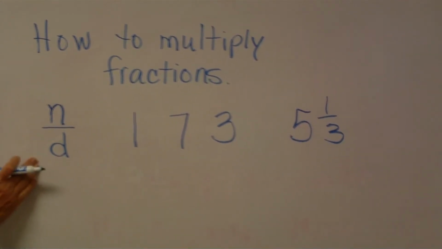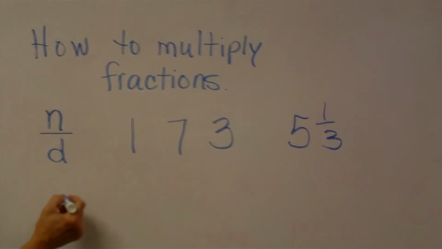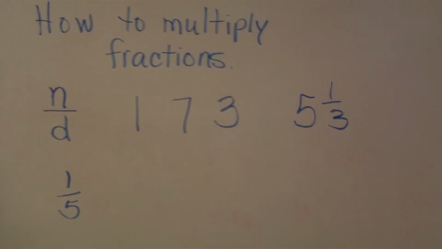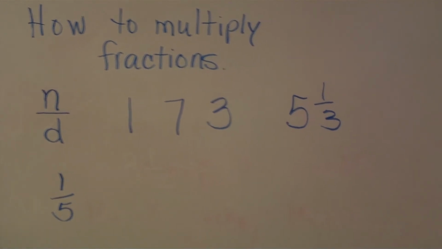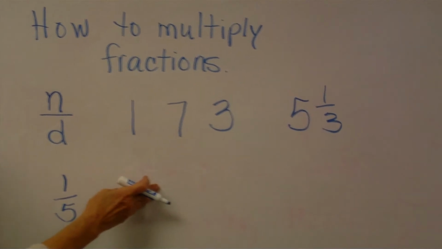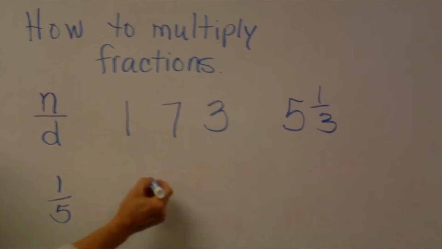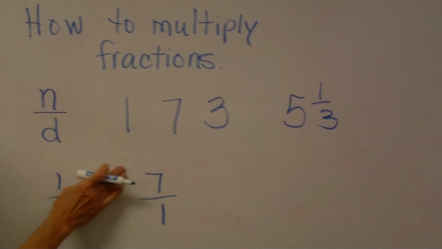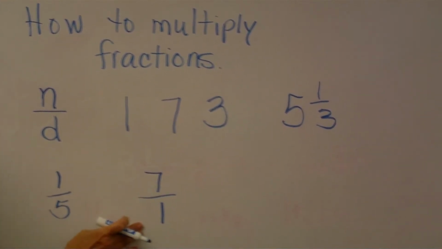Numerator over denominator. If you have a fraction like 1 over 5, that's 1/5. That's already in numerator-denominator form. But if you have a whole number, you have to make it be in this form. Let's use 7. I'm going to write 7 over 1. 7 is my numerator, 1 is my denominator.